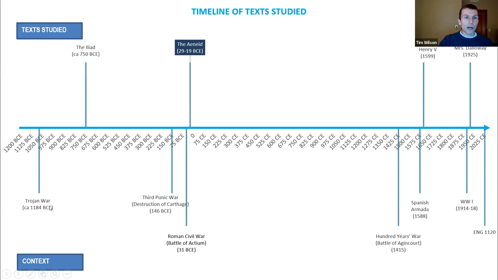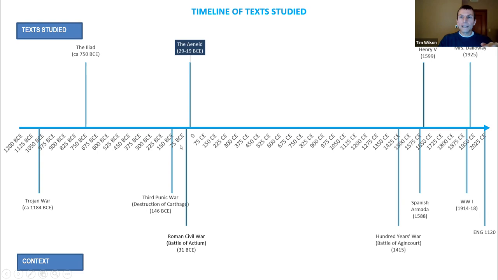in terms of the bottom of this timeline, the context section, so obviously the Iliad referring to the Trojan War that may have taken place 400 years earlier. The Aeneid, in terms of the story, is referring to the Trojan War as well, and the immediate after effects. And the story is taking place on this time frame of about 1100 before the Common Era. However, because it's written around 29 to 19 BCE, there's also topical or contemporary references to Roman history that happened much later.